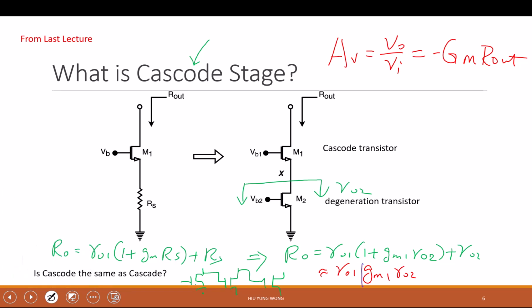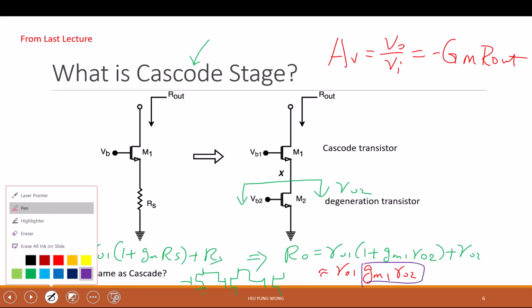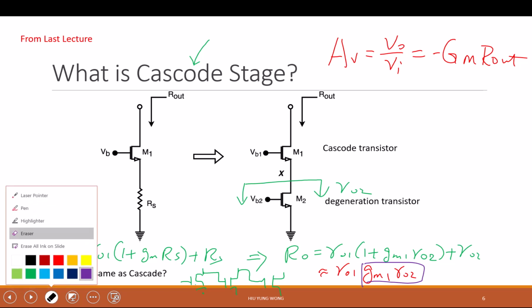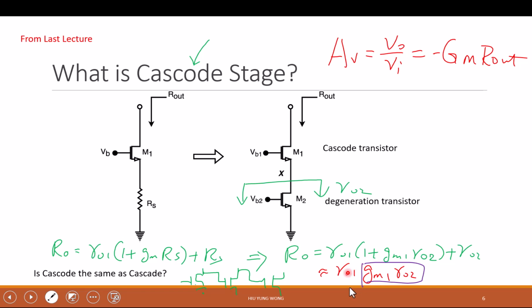When you just have the common source, you have R01. But because of this degeneration, the output impedance is amplified by GM1RO2. Is this okay? Any questions?